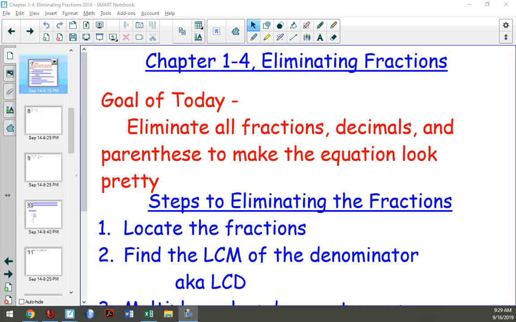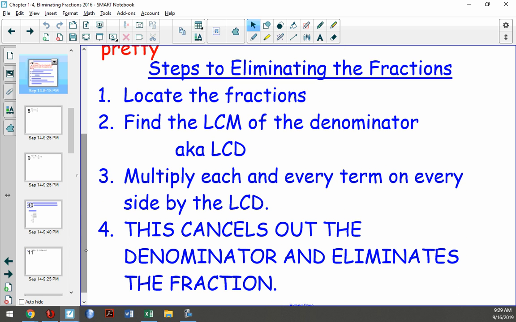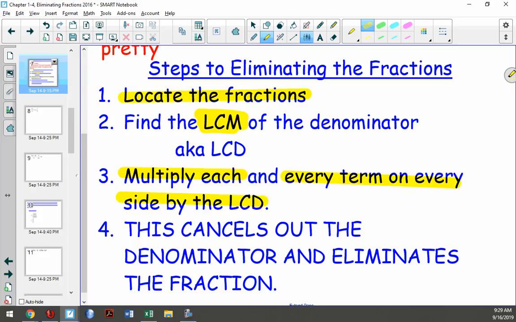So the steps, the way we're going to do this, is we are going to first locate the fractions. We're going to find the LCM. Then we're going to multiply each and every term on both sides of the equation by the LCD. This cancels out the denominator and eliminates the fractions. Whenever you multiply by your LCD, if it did not eliminate the fraction, then you did it wrong. So let's go ahead and try this.